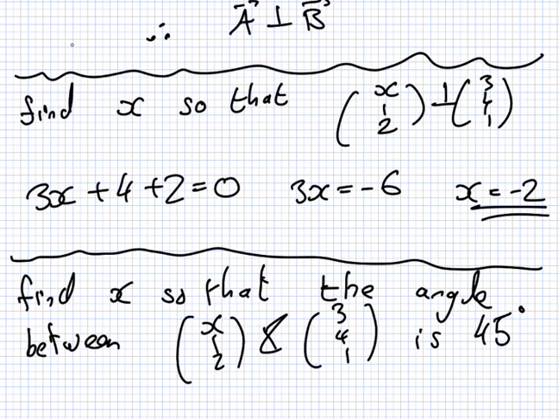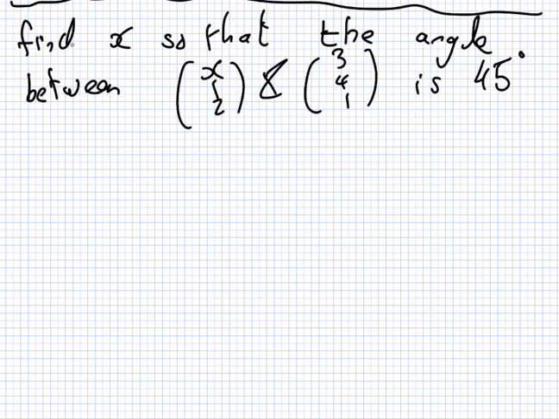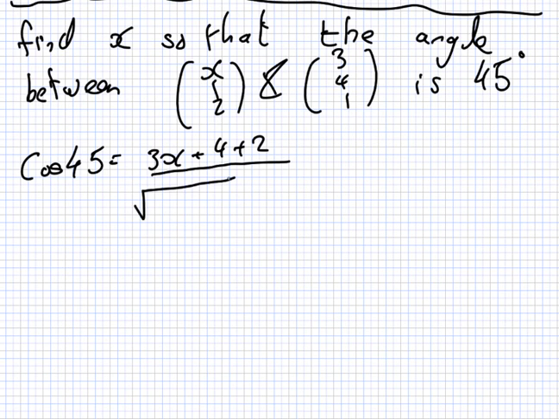You have it done yet? So let's have a look at it. What you want here is cos 45 should equal (3x plus 4 plus 2) all over the magnitude of x squared plus 1 plus 4 magnitude.